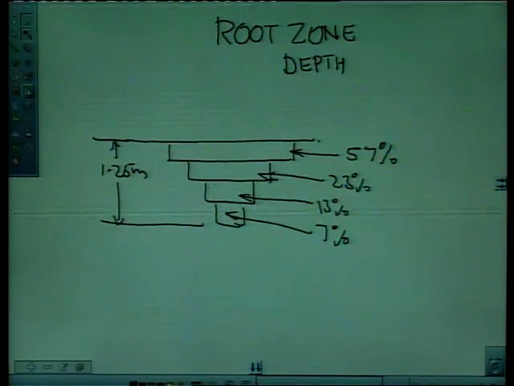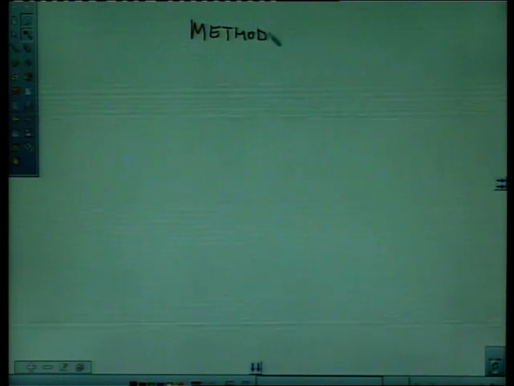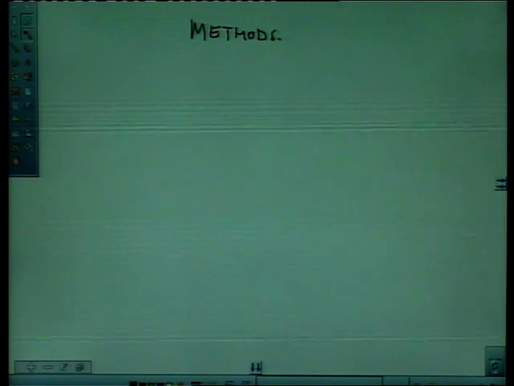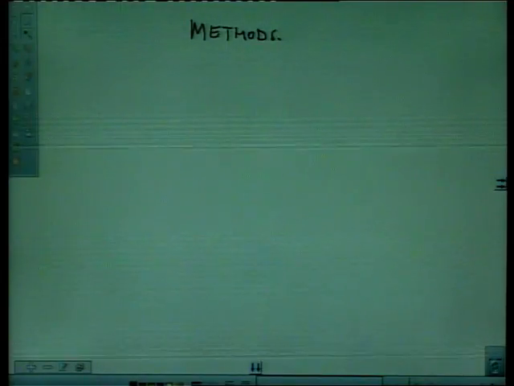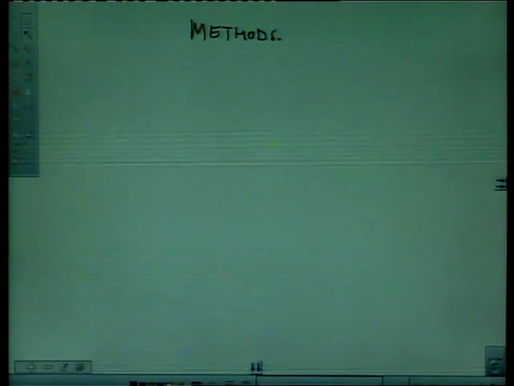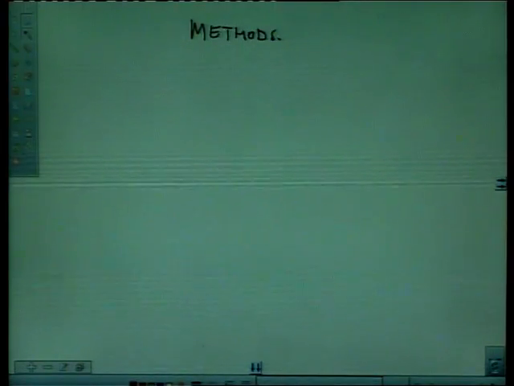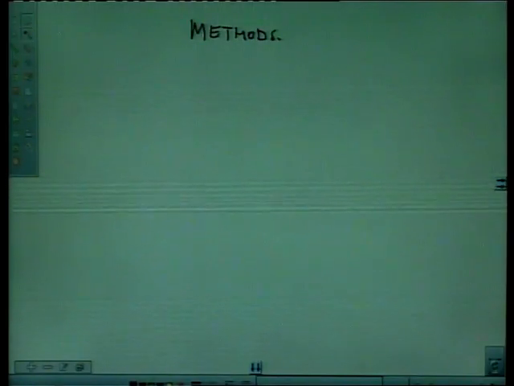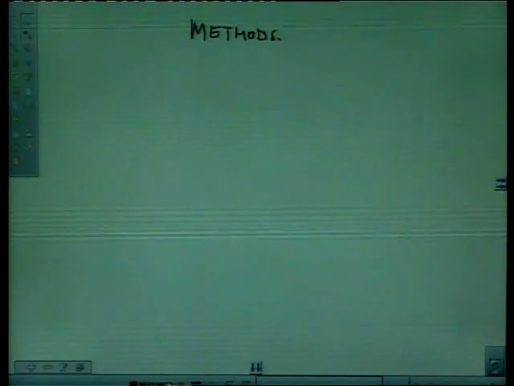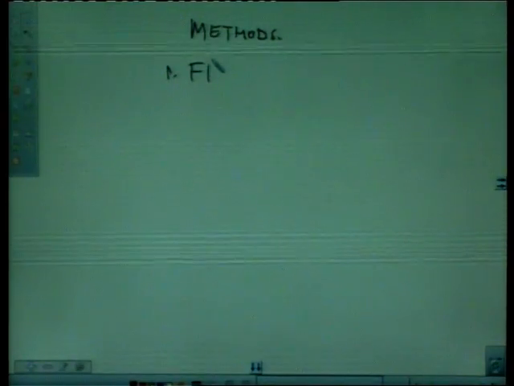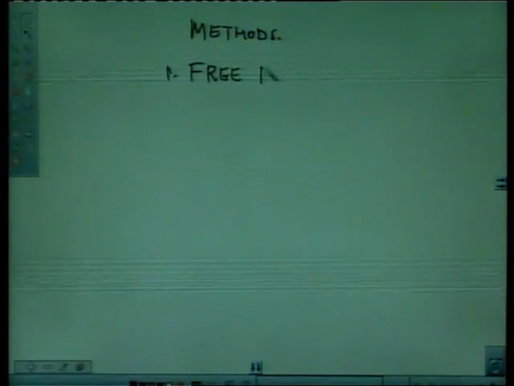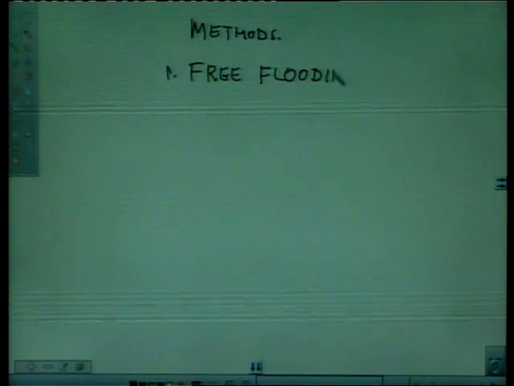Then we are having something which is the topic of my discussion today, methods of irrigation. So, we are having various methods. In the first one we are having free flooding.